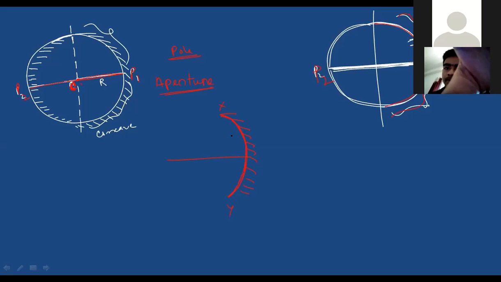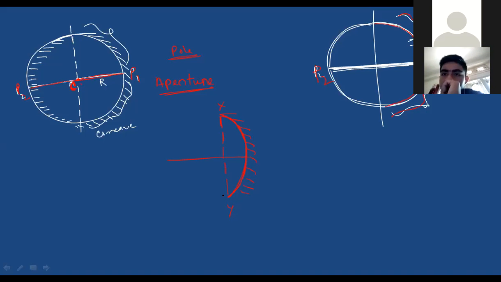Aperture means the part of a spherical mirror which is exposed to the incident ray of light. In other words, we can say the diameter of a spherical mirror is known as its aperture. If you join XY, you can also say XY is the aperture. Yes or no? Up to this clear.